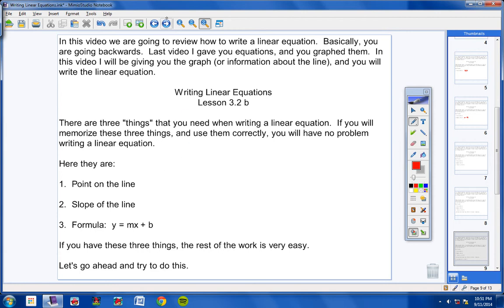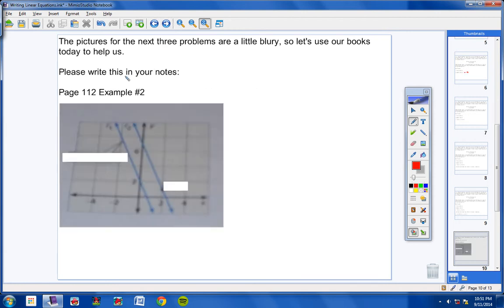Alright, now the pictures for the next three problems are a little blurry. I'm not sure why my camera did not take good pictures. So let's go ahead and use our books. I want you first of all to pause and write this in your notes: page 112, example number 2. Please copy this in your notebooks and then turn in your books to page 112. I'm going to pause a second while you do that.